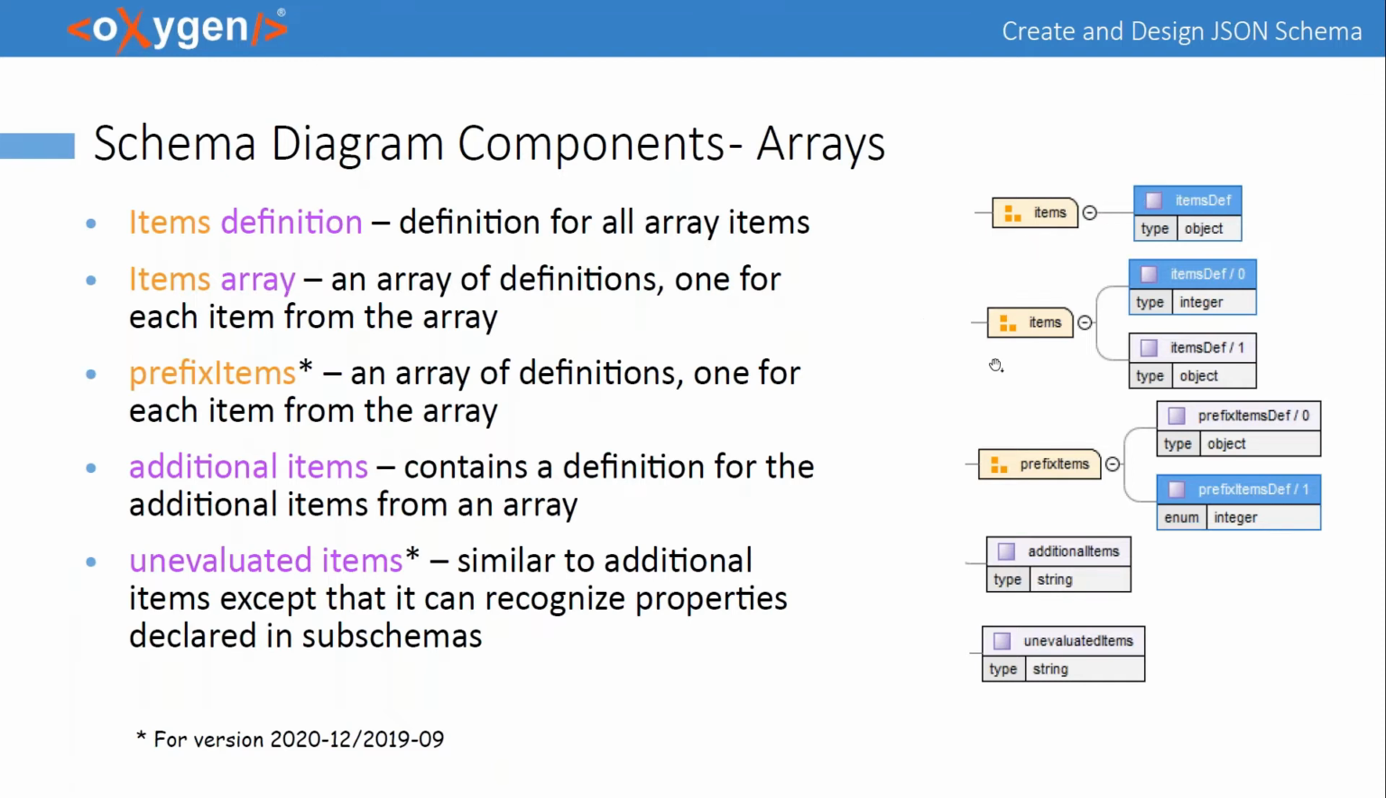In case you want to specify a definition for each item from the array, you need to use for older versions the same items component. For newer versions, you need to use the prefix items. So this is the change for the newer version. Then the additional items in the new version, you don't need to use it. You can use directly the items definition. And the unevaluated items, which is similar to the additional items, but it can look in declared subschemas.